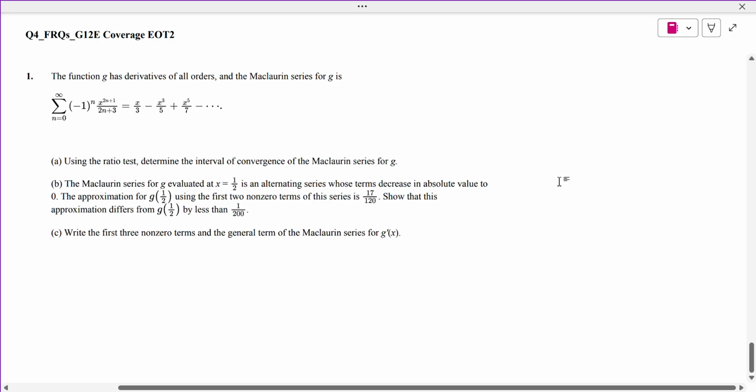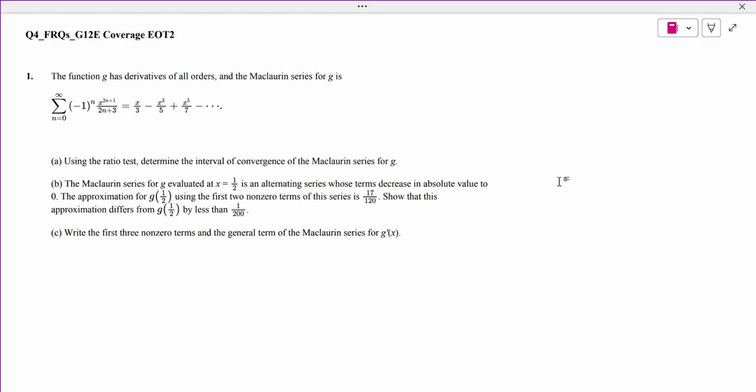So the function g has derivatives of all orders, and the Maclaurin series for g is given by this series. Using the ratio test, determine the interval of convergence of the Maclaurin series. So the question says use the ratio test, right? To use the ratio test, you need a_n and a_(n+1), right?